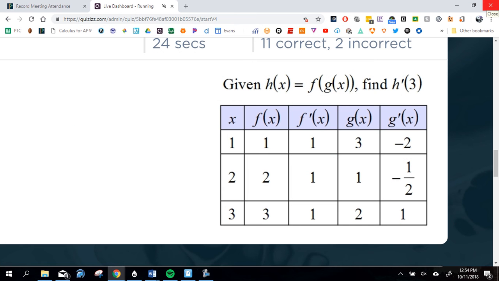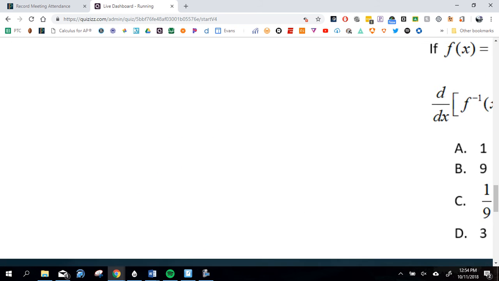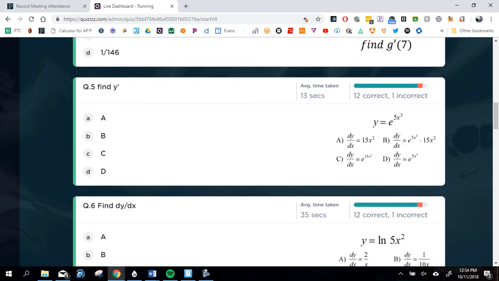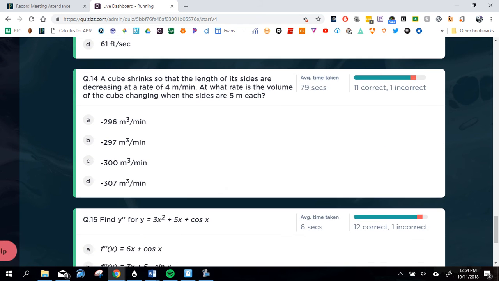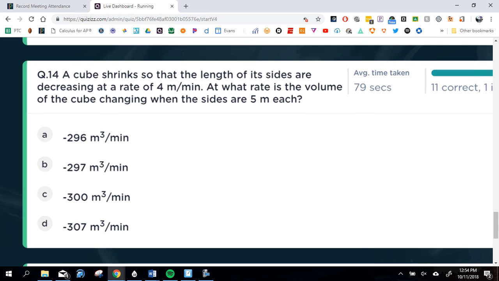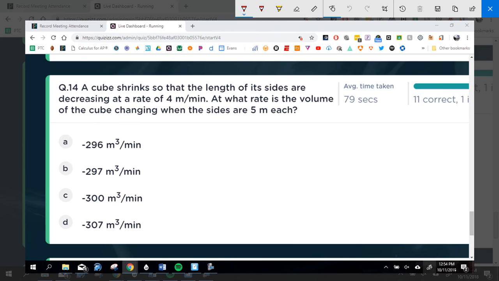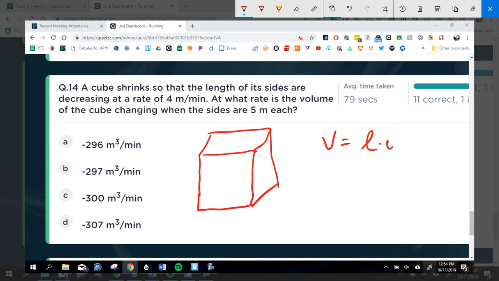Any others? Yep. The cube-related rates problem. Zoom out. Cube-related rates. A cube shrinks so that the length of its sides are decreasing. And so what you have to think about on this one is it's a cube. And so if I've got a cube here, the idea of a cube is that all the sides are the same. And so the volume of a cube is length times width times height. But since all of them are the same, it's side cubed.